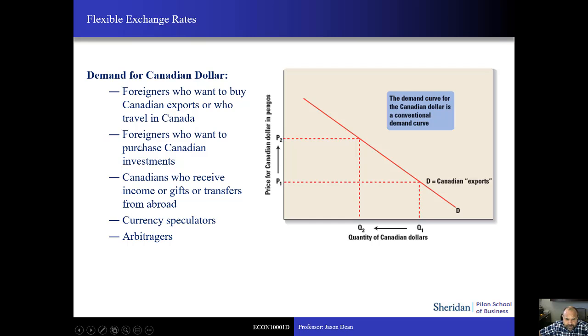And another determinant of demand is foreigners who want to purchase Canadian investments. So if someone in the US wants to buy a Canadian T-bill, for example, they'll need to sell their US dollars and buy Canadian dollars. Also, people who receive gifts or income or transfers from abroad will increase the demand for the Canadian dollars. And there's also currency speculators and arbitrageurs in the market. We're obviously not going to be focusing on that, but on the first few here.